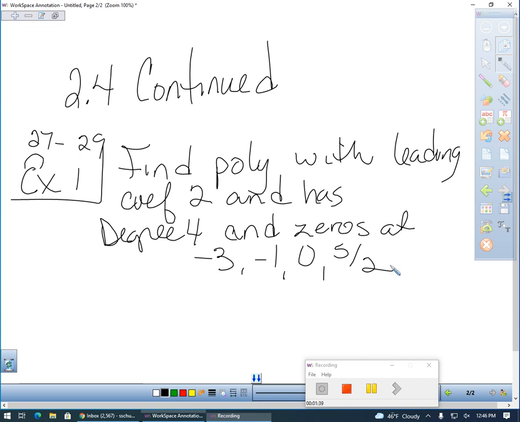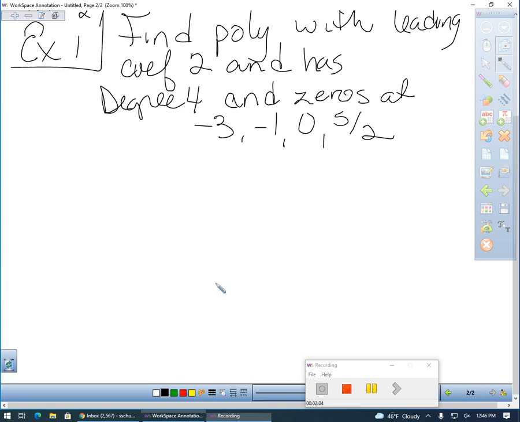So really we've got to take our factors at the bottom and create our polynomial. So we're going to start with this one. If I have a 0 at -3, I have a factor of x plus 3. If I have a 0 at -1, I have a factor of x plus 1. If I have a 0 at 0, I just have x. And I'm going to write that in front.